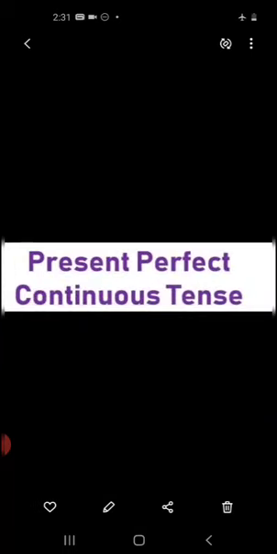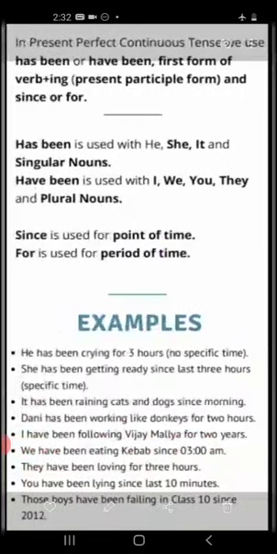Now the next one and the last one is present perfect continuous tense. Alright guys, present perfect continuous tense is used to describe an action which began in the past and is still going on. Alright, in present perfect continuous tense we use has been or have been plus first form of the verb plus ing, and then since or for. Alright, has been is used with singular and have been is used with plural, and we use since for point of time, and for we use for period of time.